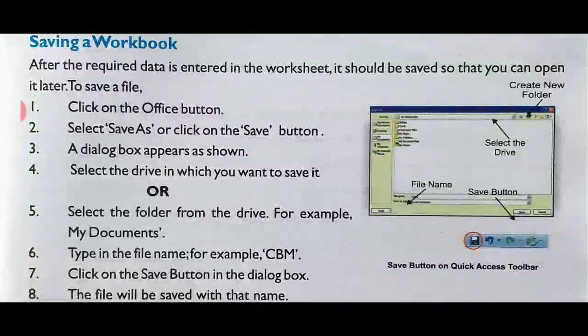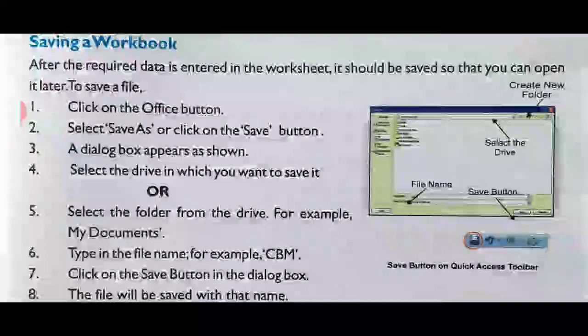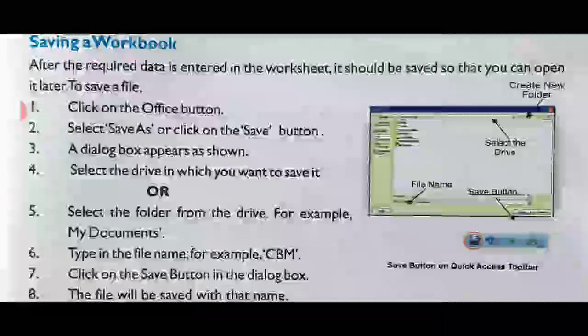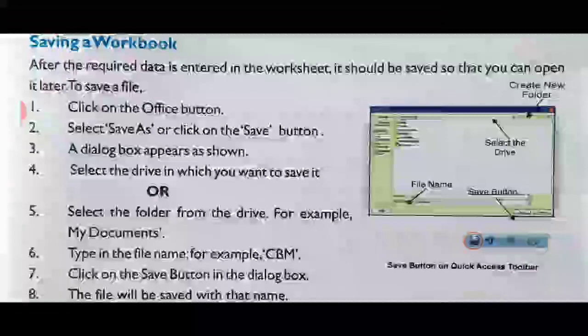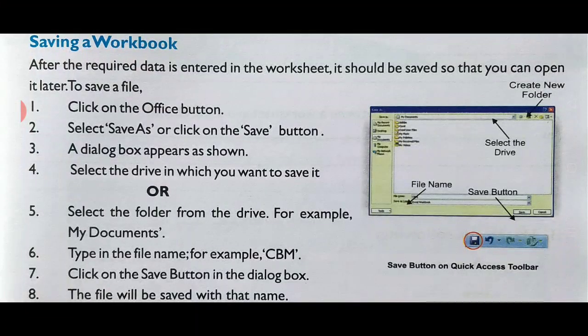Next one is saving a workbook. Now it's time to save our workbook. After the required data is entered in the worksheet, it should be saved so that you can open it later. Students, why are we saving the file? Because if we need it in the future, at that time we can simply open it. Okay, for that purpose we are saving the worksheets and workbook.